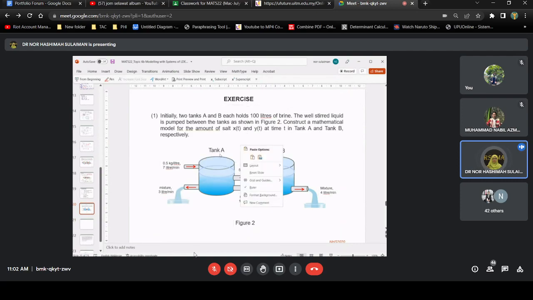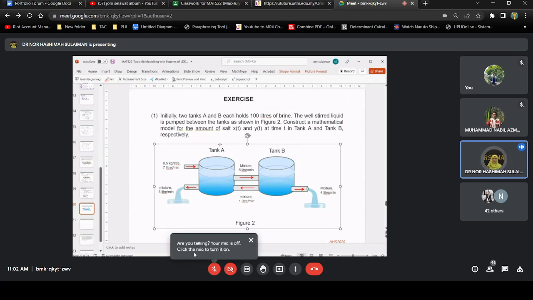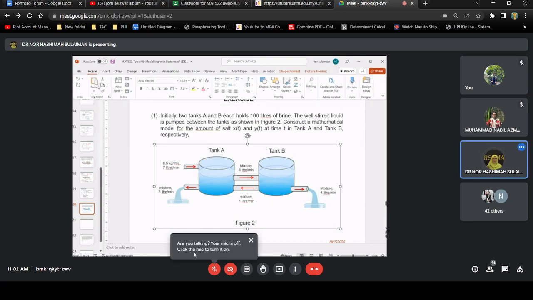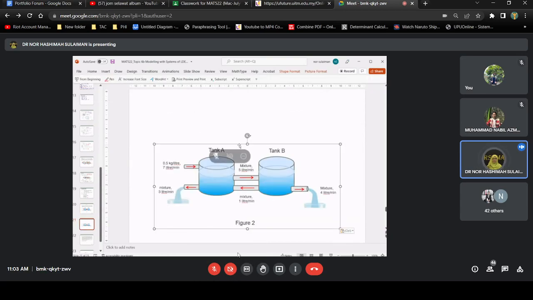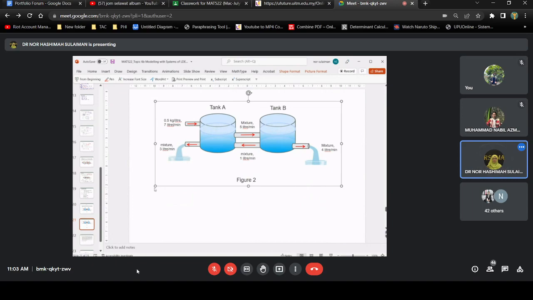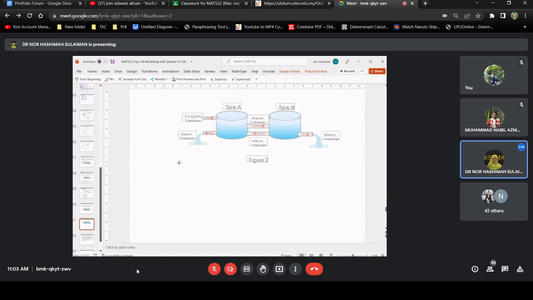Nanti saya tanya, kejap lagi saya tanya. Saya panggil nama lah ya. Saya apa nama? Okay.